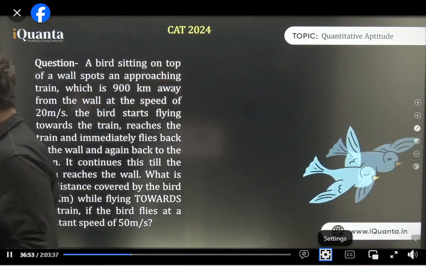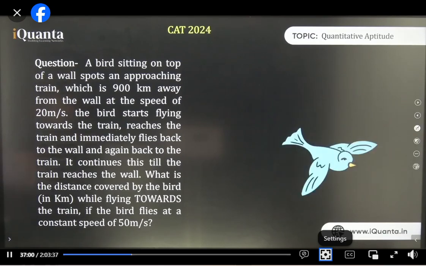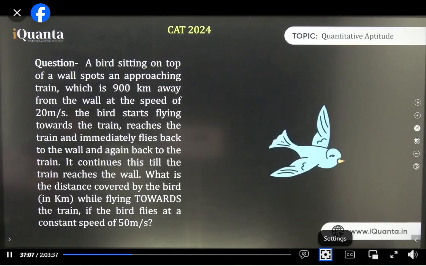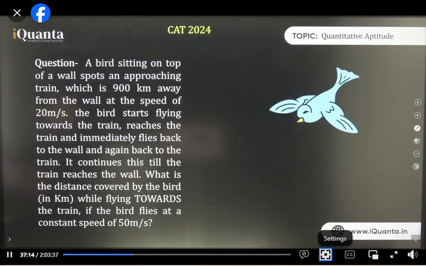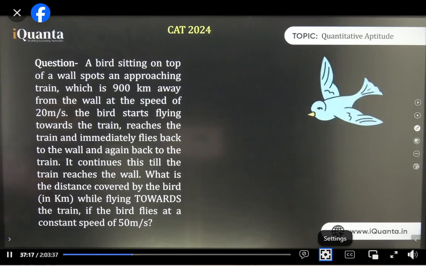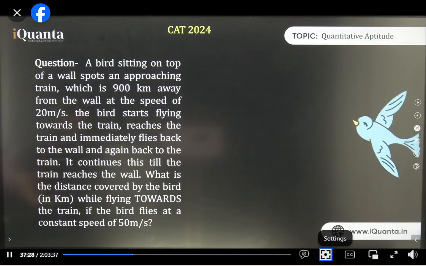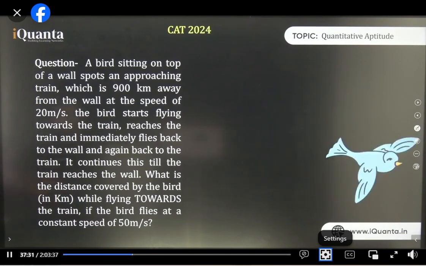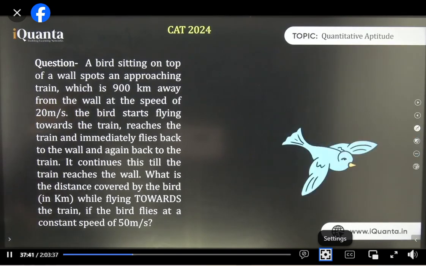A bird sitting on top of a wall spots an approaching train which is 900 kilometers away from the wall, moving at a speed of 20 meters per second. The bird starts flying towards the train, reaches the train, and immediately flies back to the wall, and again back to the train. I'll keep that in mind, let's do this one and we'll go back. What is the distance covered by the bird in kilometers while flying towards the train, if the bird flies at a constant speed of 50 meters per second?